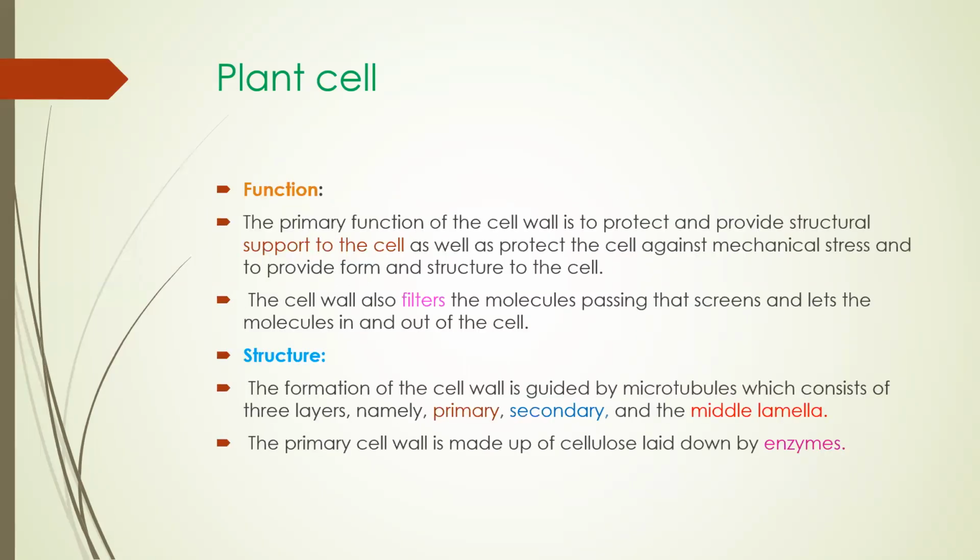Do you understand? First one is the primary cell wall. Second one is the secondary cell wall. Third one is the middle lamella. First, I explained the primary cell wall. The primary cell wall is made up of cellulose laid down by enzymes. Next one is the secondary cell wall.